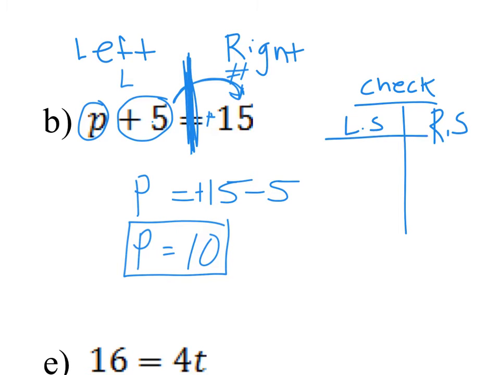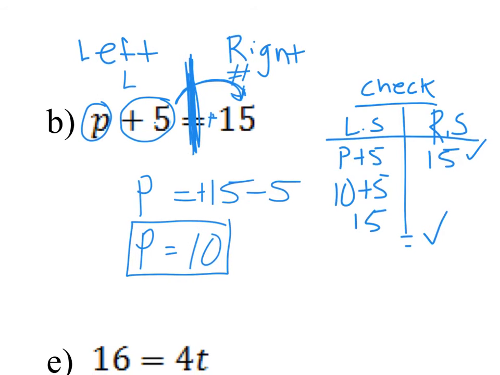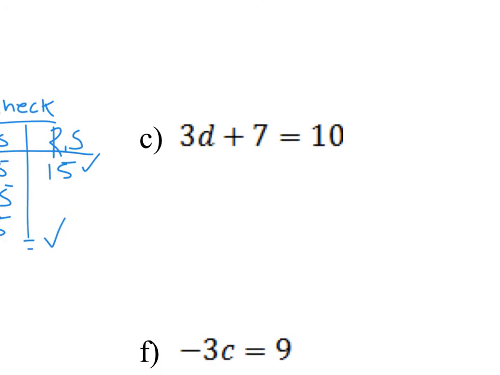So on the left side, I've got a p plus 5. And on the right side, I've got a 15. So my right side's already done. So I'm going to go to my left side and replace p with what I think it is, which is a 10 plus 5. 10 plus 5 is 15. The left side and right side are equal to each other. Therefore, I did it correctly. So we'll keep going with some more examples.